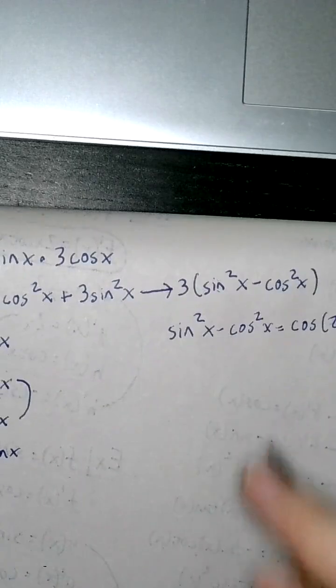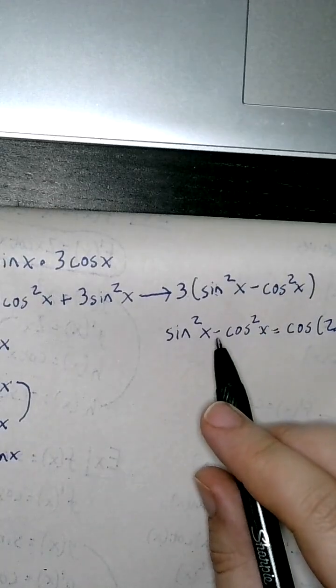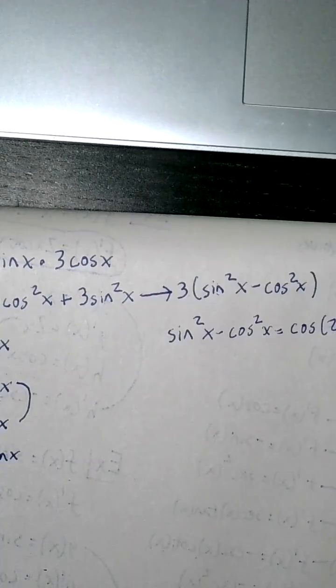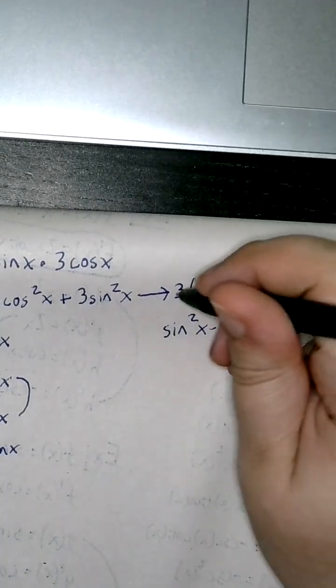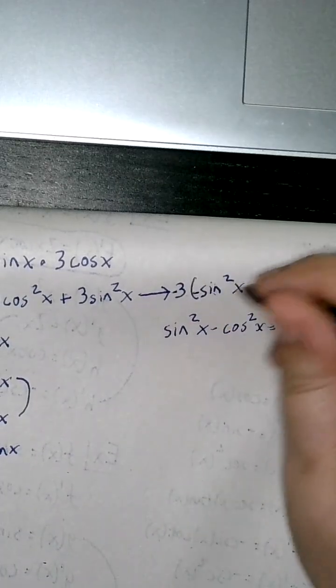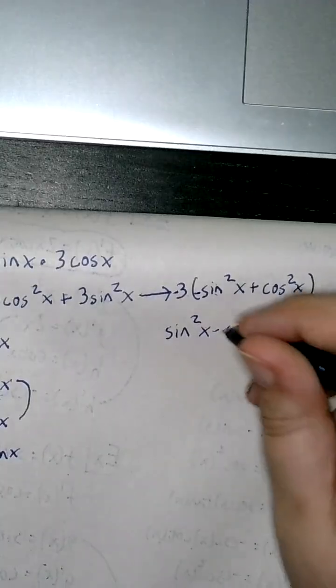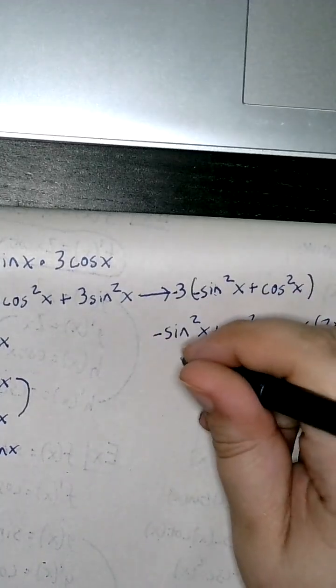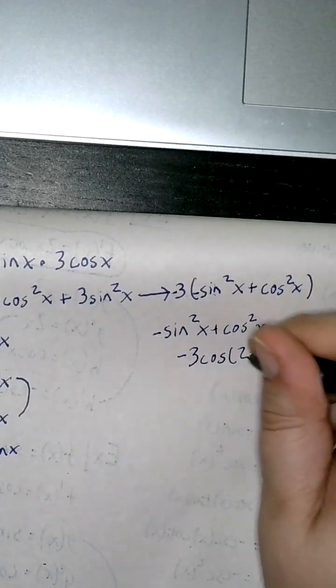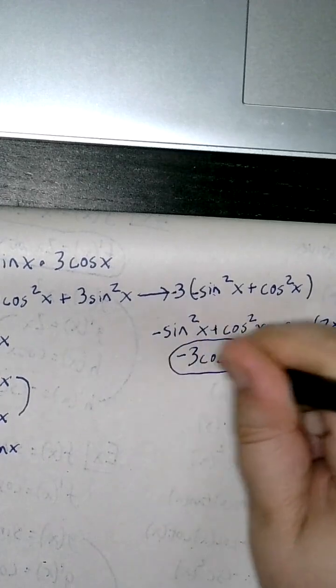Oh wait, no, it would be the other way. So it would be cosine minus sine. But if I factor out a negative 3, I still get that. So this would be negative 3 times cosine of 2x.